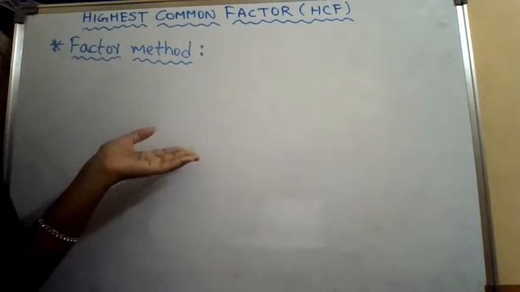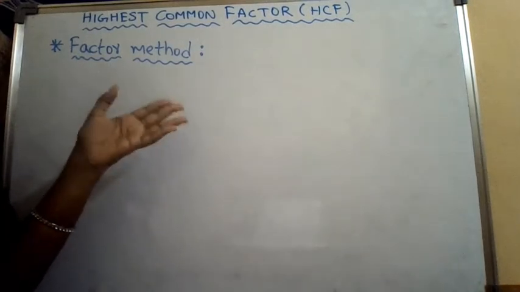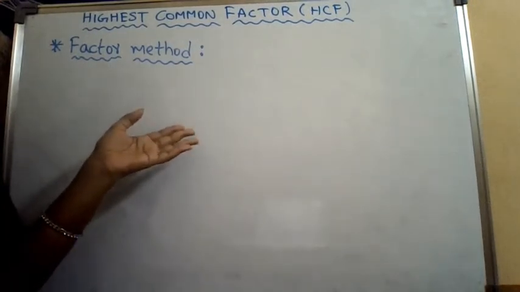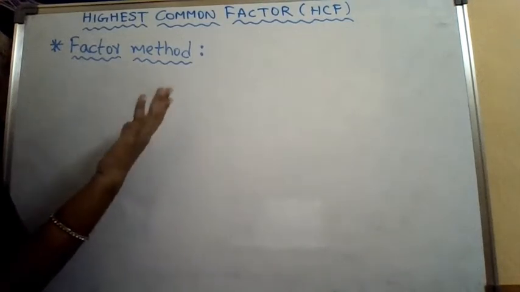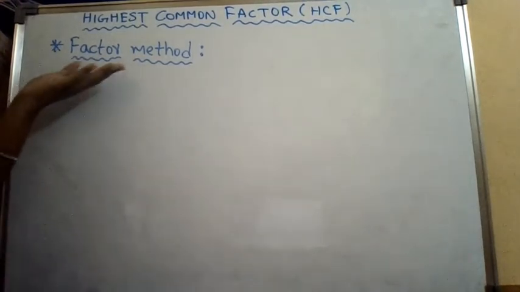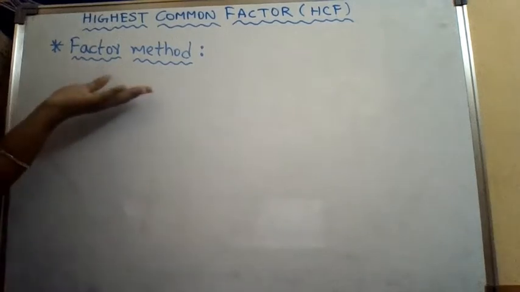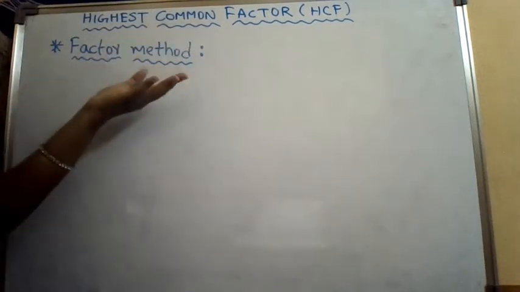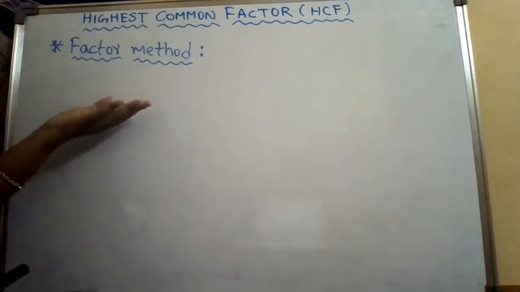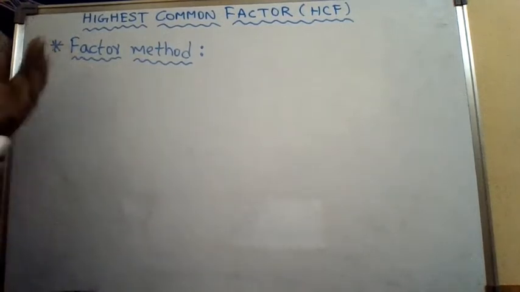Today we are going to learn about the highest common factor, that is nothing but HCF. We have several methods of solving HCF problems, but the first method is the factor method. By the name itself you can understand that by finding the factors we are going to find the HCF. Let us look at an example and learn how to solve the HCF by using the factor method.